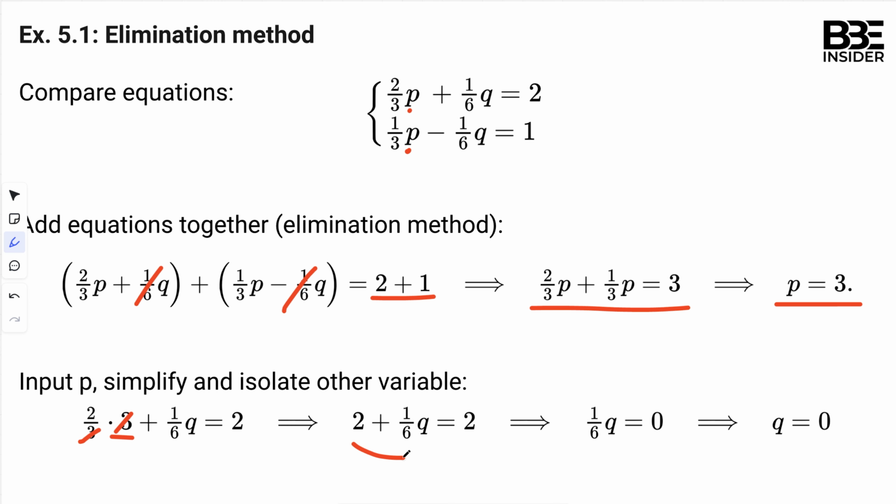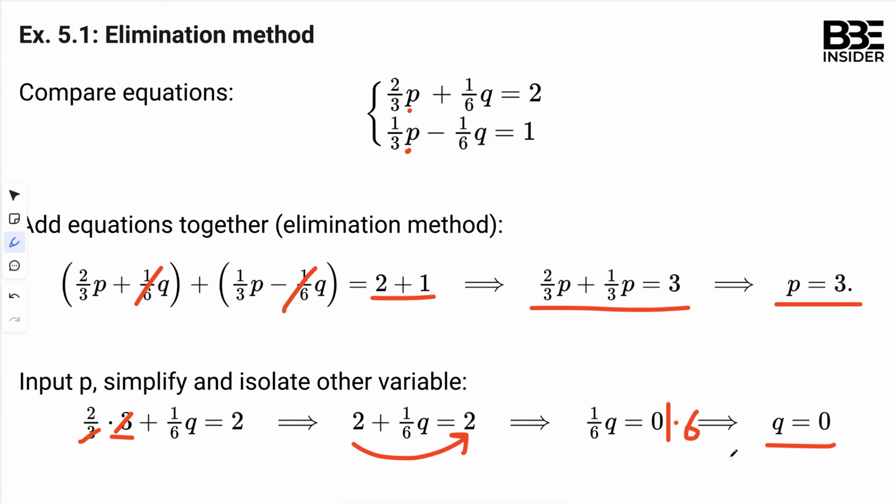We then take 2 to the other side, and therefore we obtain 1/6 times q equals 0. Because 6 times q and 6 times 0, if we take this as a step for simplification, yields q equals 0. We have the second unknown variable calculated as well. So now we basically got our solution. These two equations hold true if p equals 3 and q equals 0.